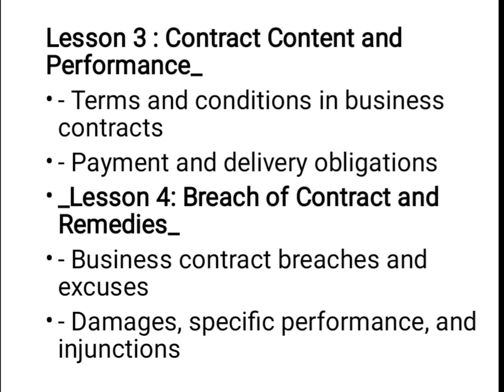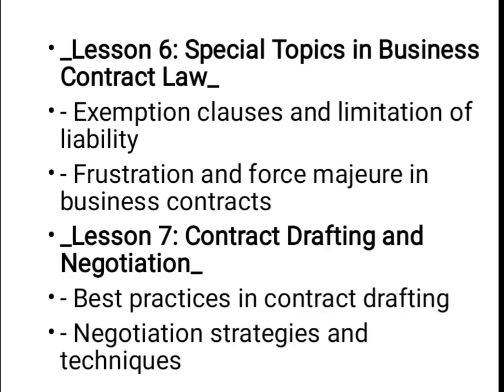In lesson 4, we are going to look at breach of contract and remedies, business contract breaches and excuses. We are also going to look at damages, specific performance, and injunctions in business contracts. In lesson 6, we are going to look at special topics in business contracts, which are exemption clauses and limitation of liabilities. We are going to look at frustration and force majeure in business contracts. And finally, we are going to look at contract drafting and negotiations, which covers best practices in contract drafting and negotiation strategies and techniques.